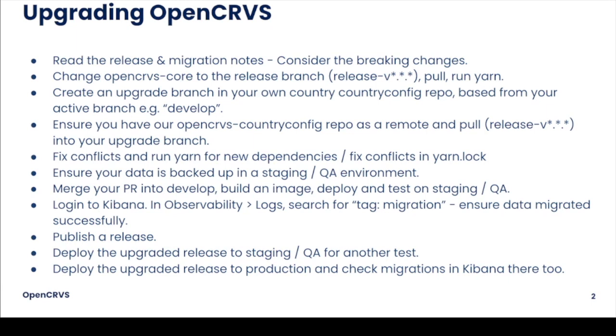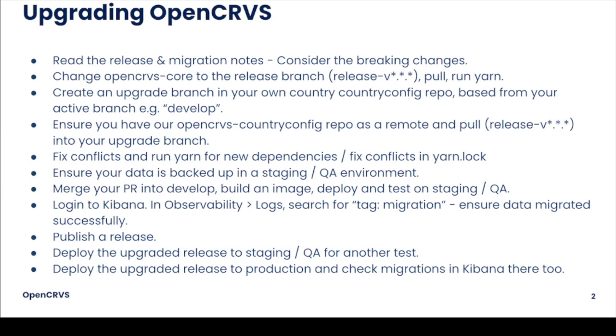Merge your pull request into your develop, build a Docker image, deploy and test that on that staging or QA environment. So make sure that the upgrade does not negatively affect your application. So you'll have a bunch of sanity tests or regression tests that you will be running depending on your installation. So make sure you run them all.